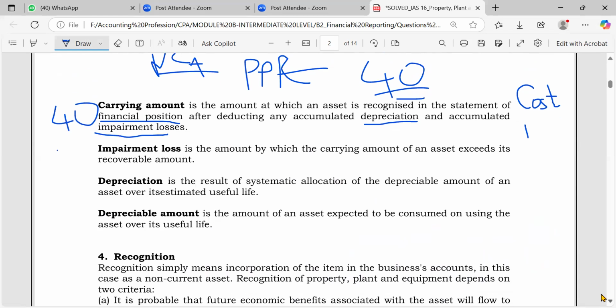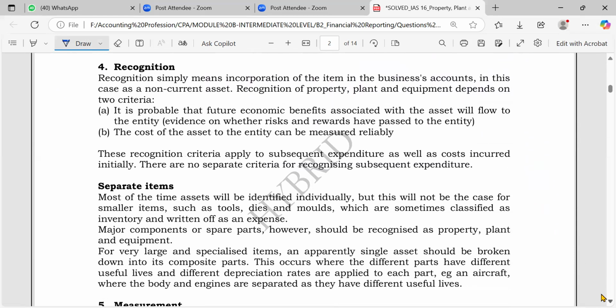Okay, now we are at recognition. And when you do see things like this, do not be surprised. I told you when you have an asset, the aim is to put it into the statement of financial position, right? Putting it into the statement of financial position is what we call recognition. Recognition is this process of incorporation of an item. For example, here in this case, since you're dealing with assets, is a non-current asset.